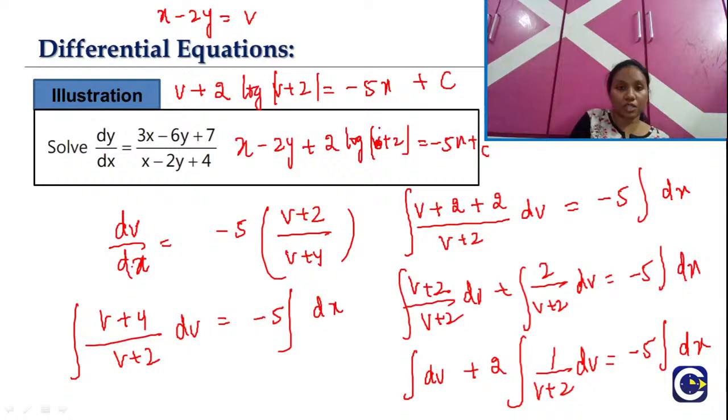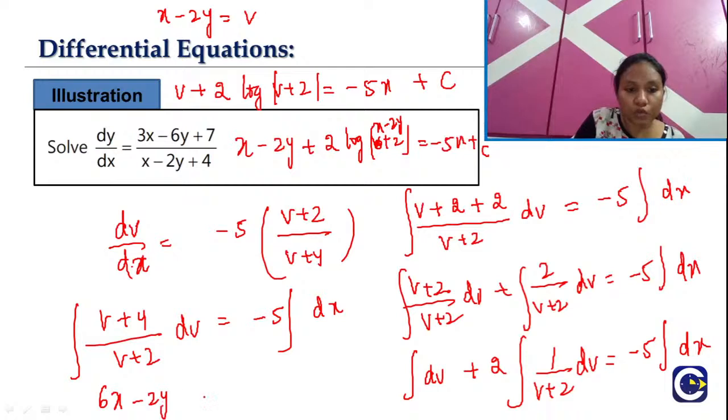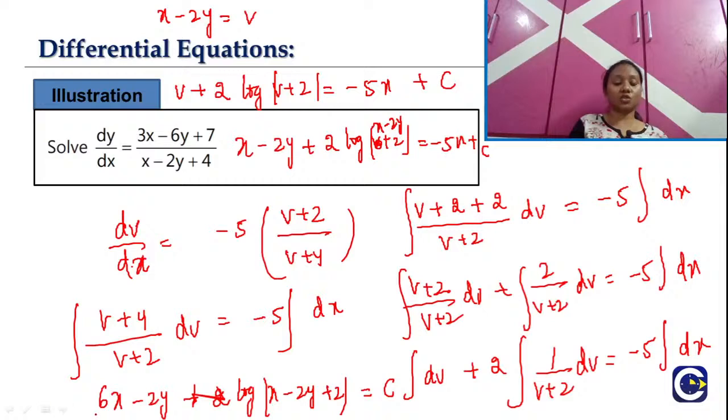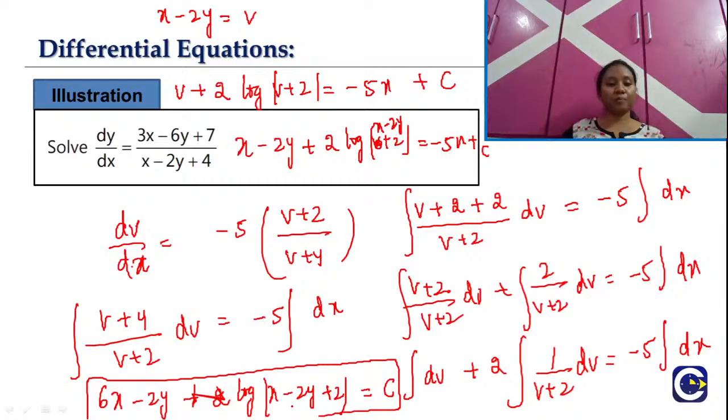Sorry, in place of v here we have to substitute x minus 2y plus 2. Right. So now here we are having minus 5x, so this can be brought to the other side, which will become 6x. That is 6x minus 2y plus 2, plus 2 log of x minus 2y plus 2 is equal to constant c. Here if we want to simplify it further, we can take the 2 common and rewrite it, or else we can leave it like this, which means the solution will be 6x minus 2y plus 2 log of x minus 2y plus 2 equal to constant c. So this will be the final solution of this particular differential equation in terms of our variables x and y.